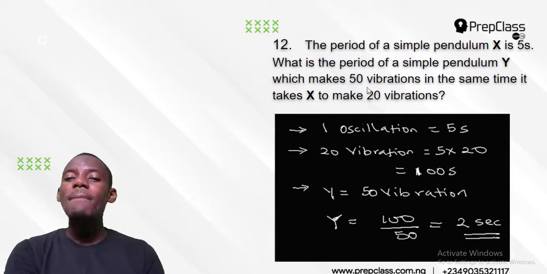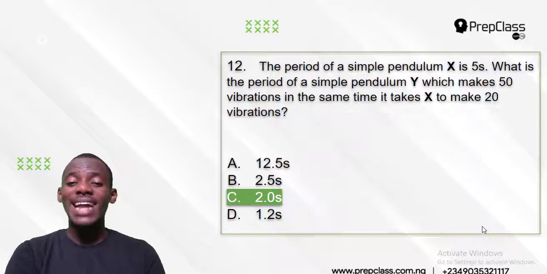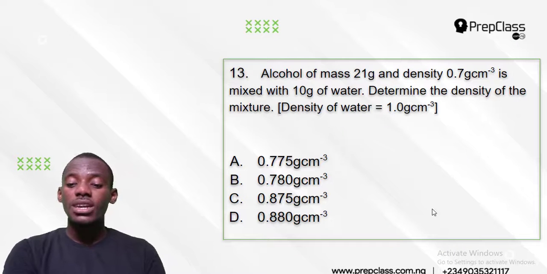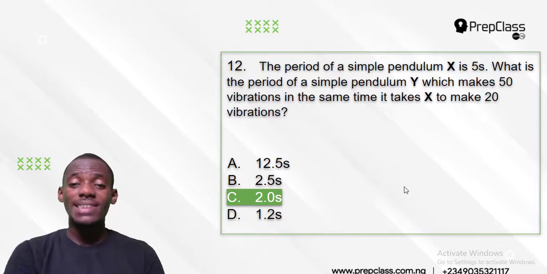Okay, now, but Y made 50 vibrations. So what will now be the time? So you have to divide 100 by 50, and that becomes 2 seconds. And that is the simple answer to the simple question. It is just 2 seconds, and that is the answer.